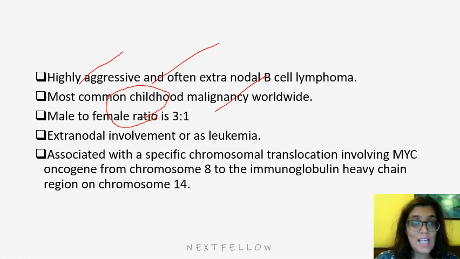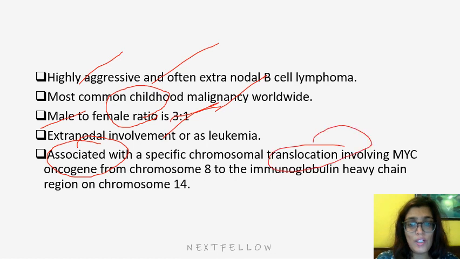It presents as extranodal involvement or as leukemia. Burkitt's lymphoma is associated with a specific chromosomal translocation involving the MYC oncogene from chromosome 8, very important, from chromosome 8 to the immunoglobulin heavy chain region on chromosome 14.